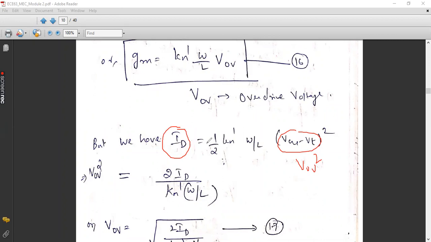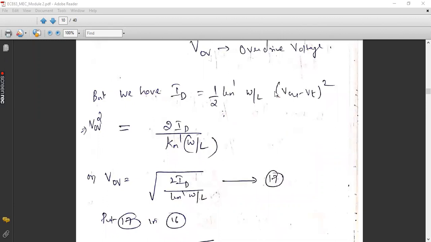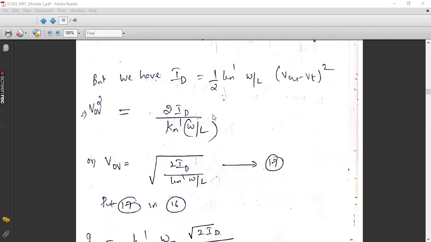Rearrange it. We are trying to derive one more equation for GM. Apart from equation number 16, we are going to have one more equation. For that, we'll start by writing the equation for ID, that is the DC drain current, and this is VOV square. Rearrange it. So VOV square is 2 times ID divided by Kn dash W by L. Then from this, write VOV by taking the square root. VOV is square root of 2 ID divided by Kn dash W by L.